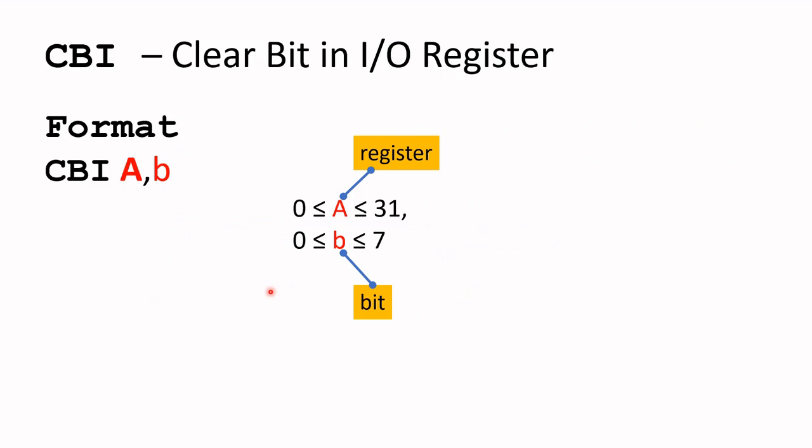So let's take a closer look at the CBI instruction. CBI stands for clear bit in an I/O register. So the format is here. It's CBI. Again, let me just reiterate that this CBI can be uppercase or lowercase. It's not case sensitive. So CBI A, B. Now A is a register that ranges from 0 to 31. So this could be register 0, register 1, register 2, and so on. Now the B is the bit in that particular register. So the bit could have a value of 0 through to 7. So it could be bit 0, bit 1, bit 2, and so on. And the maximum is bit 7, which is the 8th bit.